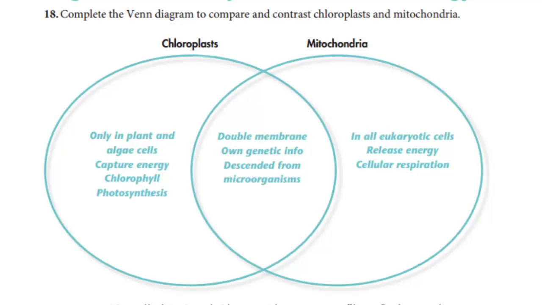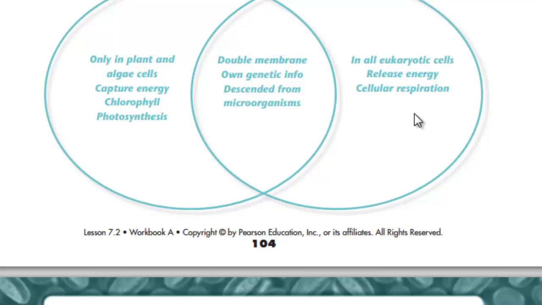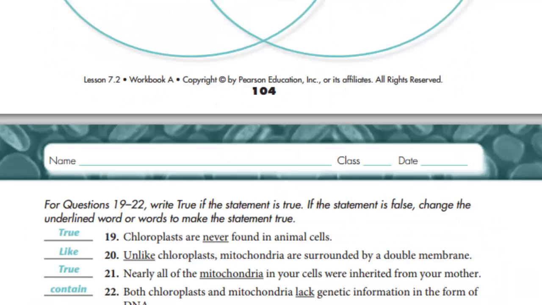If we focus on the left on just the chloroplasts, we said they were only in plant cells. They are going to capture the sun's energy, and they have chlorophyll to help them go through the process of photosynthesis. Mitochondria are in both of those cells. They release energy in cellular respiration.